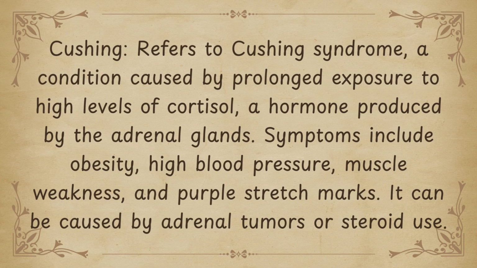Cushing refers to Cushing syndrome, a condition caused by prolonged exposure to high levels of cortisol, a hormone produced by the adrenal glands. Symptoms include obesity, high blood pressure, muscle weakness, and purple stretch marks. It can be caused by adrenal tumors or steroid use.